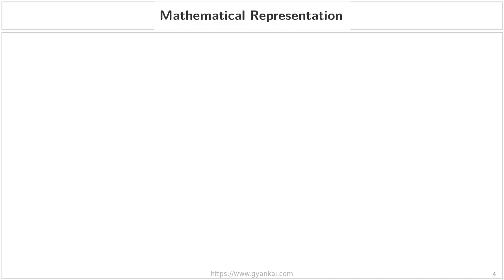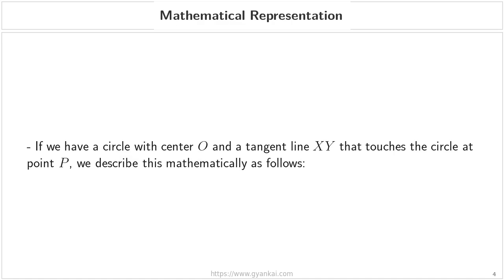Mathematical representation. Now that we have visualized the concept using the example of a bicycle wheel, let's transition from the real world into formal mathematical notation. Suppose we are looking at a diagram where we have a circle with its center labeled as O, and a straight line, which we will call xy, that is a tangent to this circle.